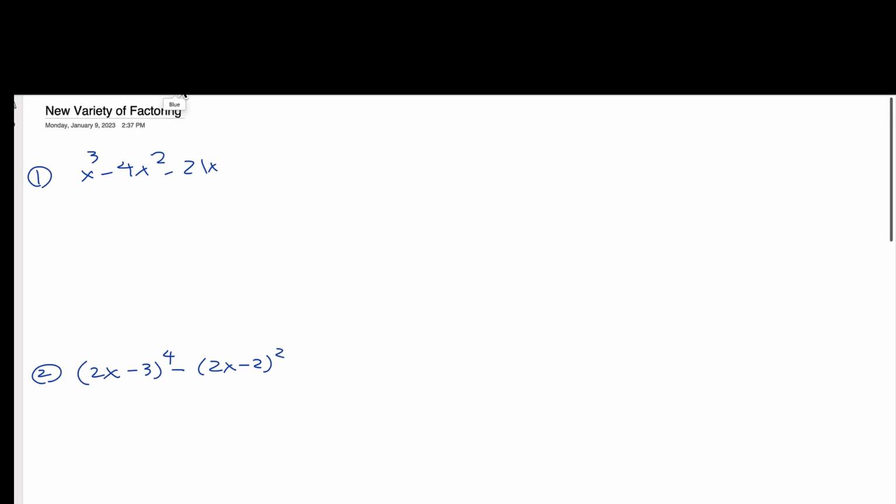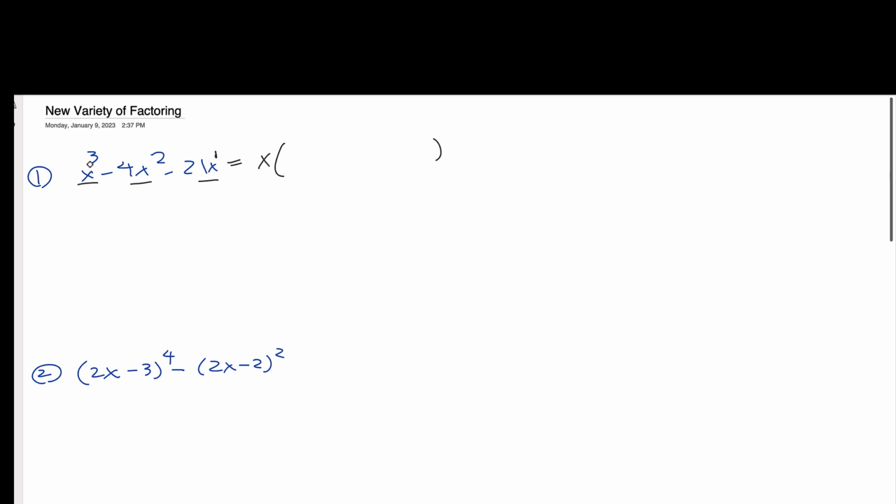Let's do an assortment of different factoring. The first problem in here actually has a factor in common in all of the terms, and that is x. And what's the lowest exponent for x in here? 1. So divide each term by x and factor x out.